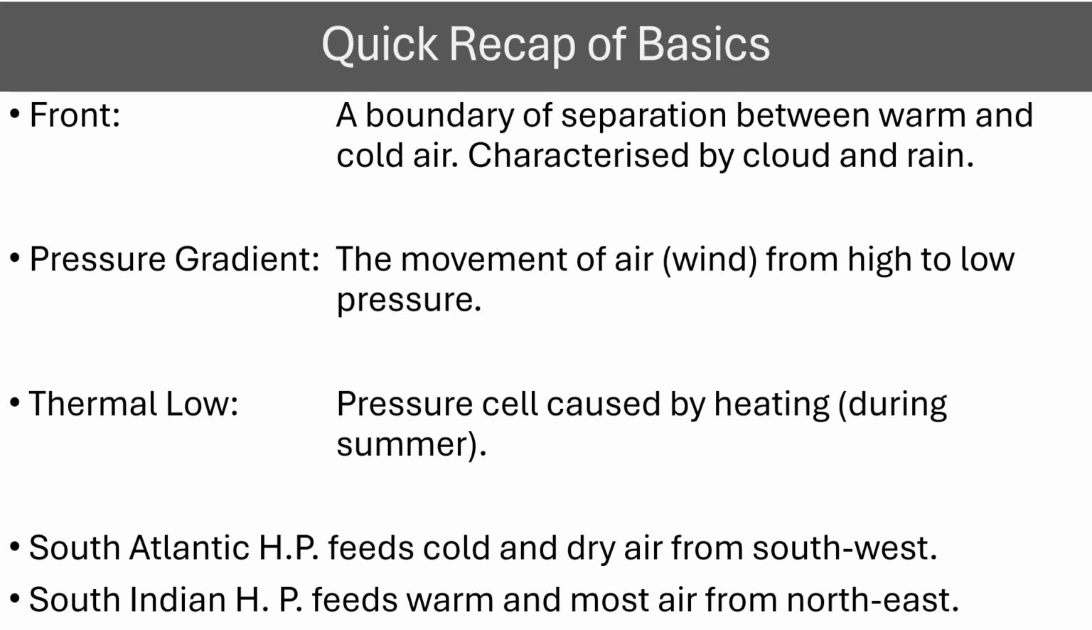The important influence of the anticyclones or high pressure cells off our coastlines: the South Atlantic high pressure feeds cold and dry air towards the country from the southwest, while the South Indian high pressure feeds warm and moist air from the northeast.